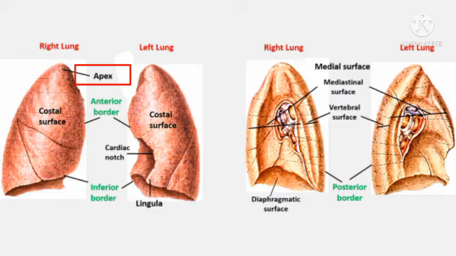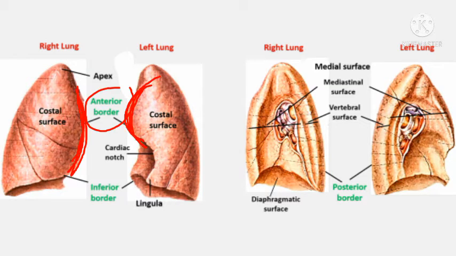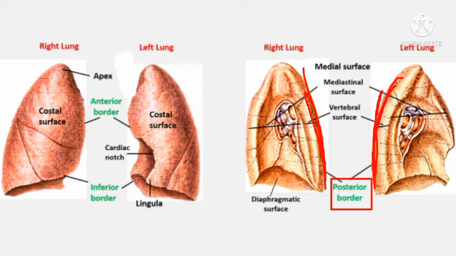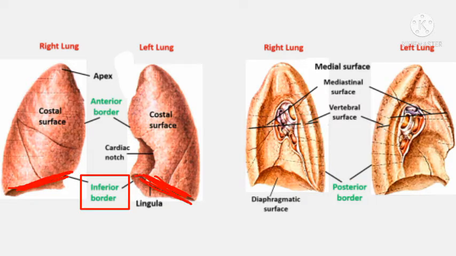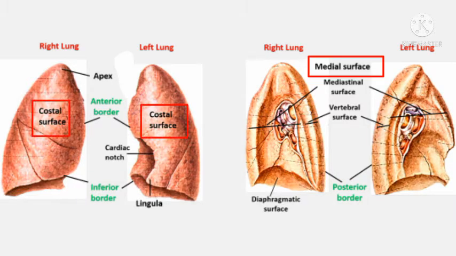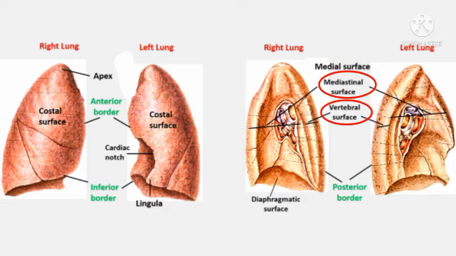This is the apex of the lungs. These are the base of the lungs that rest on the diaphragm. These are the anterior border of the lungs. These are the posterior border of the lungs. This is the inferior border of the lungs. Two surfaces: the costal surface and the medial surface. The medial surface is divided into the mediastinal surface and the vertebral surface.